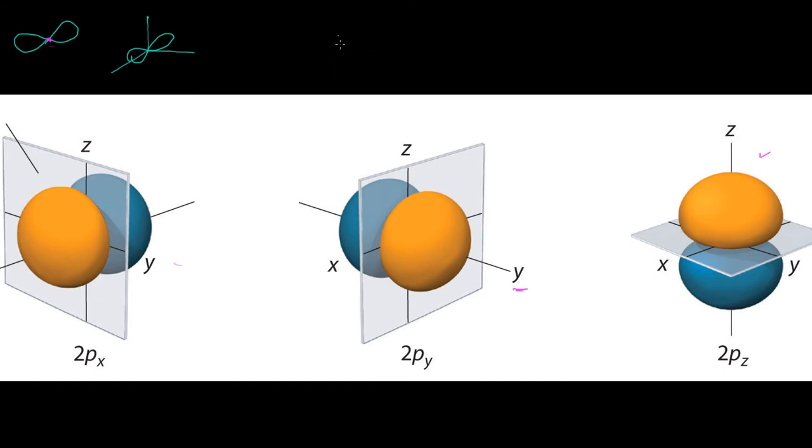And what do they represent? In terms of L, this is 1. And for that the corresponding M is minus 1, 0 and 1. That's why you have 3 orbitals. That's why you have 3 different orbitals in 3 different orientations. We get the point?